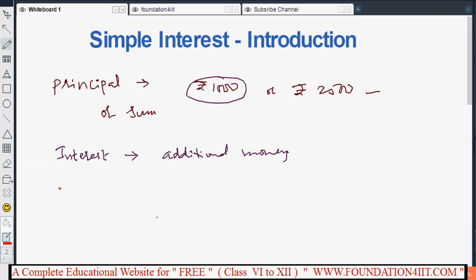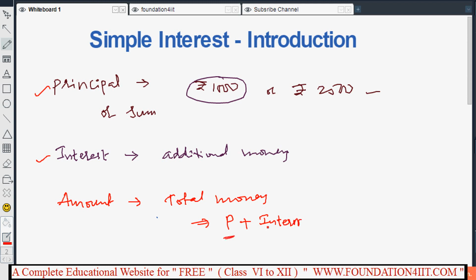Now amount. The amount is the total money paid back by the borrower to the lender. The total money is principal plus interest. If you take money, the total money you have to pay to the bank or the lender is called the amount. Interest is additional money, but you need to add it to the principal and pay. So amount equals principal plus interest.